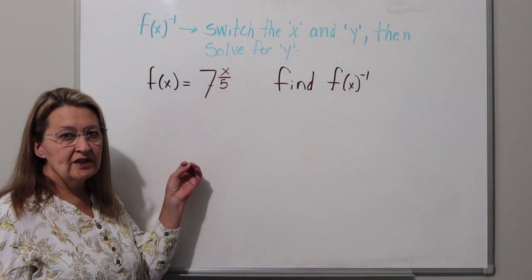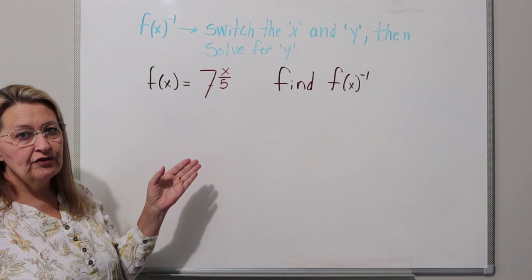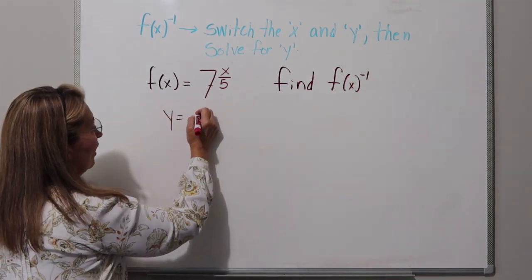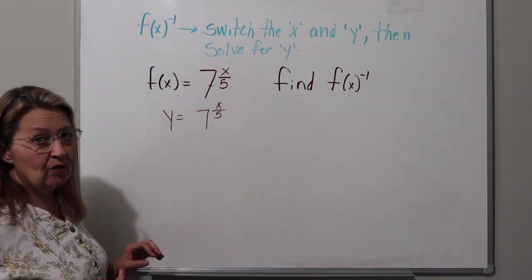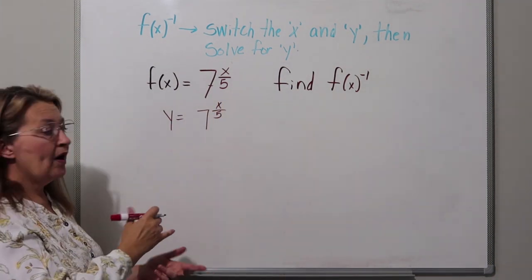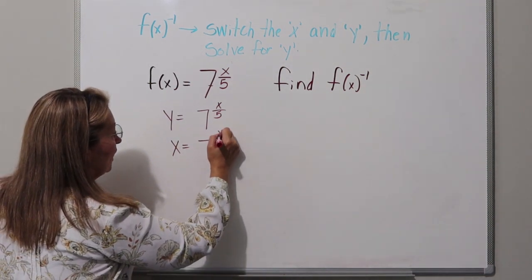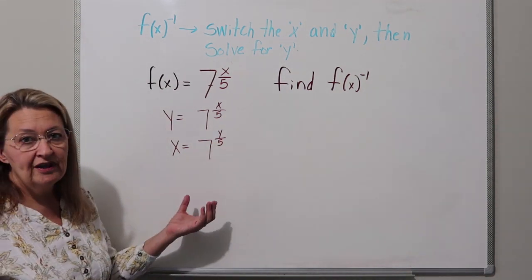Okay, let's look at one that's a little more difficult. F of x is equal to 7 to the x over 5 power. So first let's make f of x a y. We've got y is equal to 7 to the x fifths power. And then we're going to switch the y and the x. So now we have x is equal to 7 to the y over 5 power. Alright, now solving the equation.